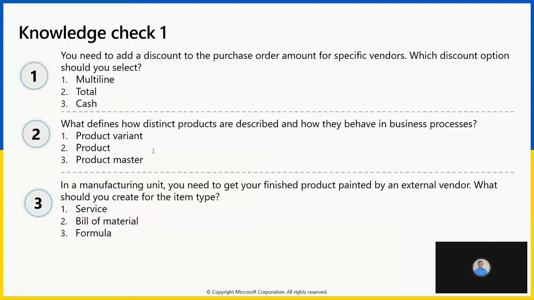Then the third one, in a manufacturing unit, you need to get your finished product painted by an external vendor. What should you create for the item type? Is it service, bill of material, or a formula? So let's have a minute, a second to deliberate on the answer.